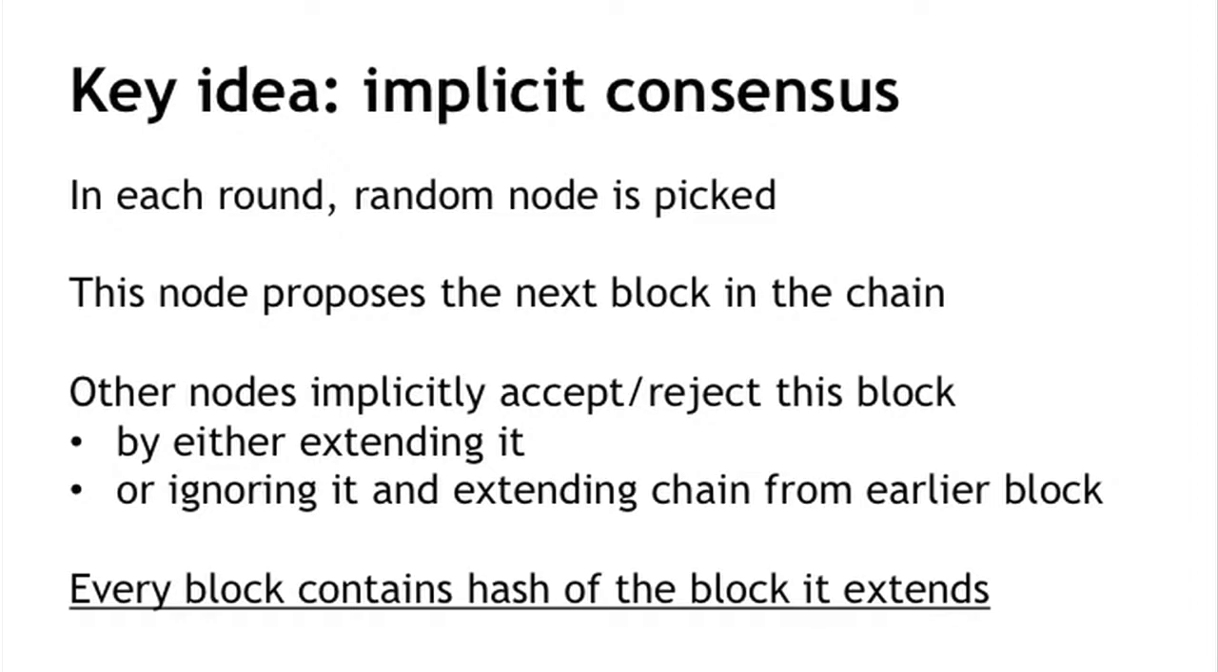This node simply unilaterally proposes what the next block in the blockchain is going to be. But what if that node is malicious? Well, there is a process for this, but it is an implicit one. Other nodes will implicitly accept or reject that block. And how will they do that?